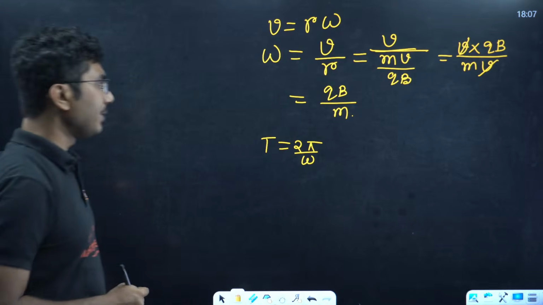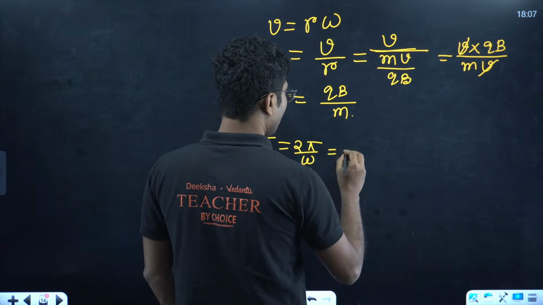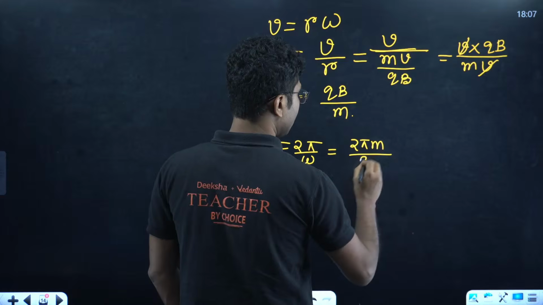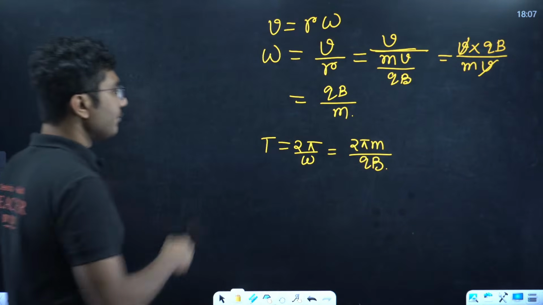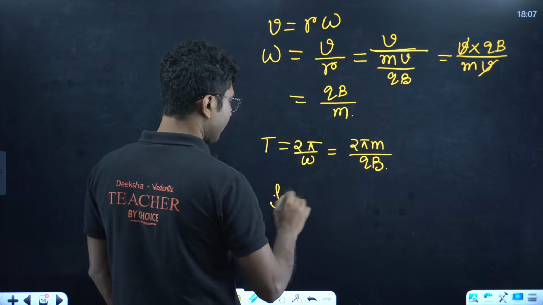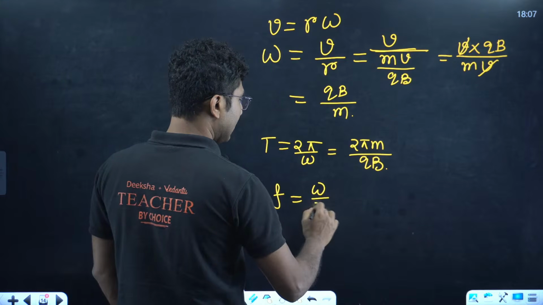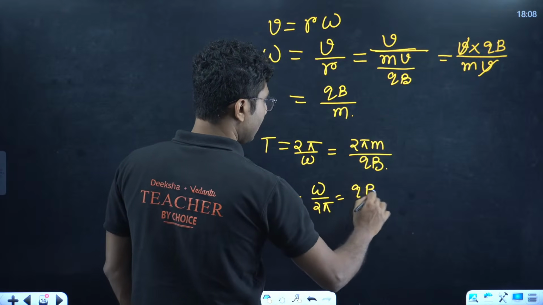Time period is given by 2 pi by omega, so it will be 2 pi m by qB. And if you are talking about normal frequency, the frequency is omega by 2 pi. So that will be qB by 2 pi m.